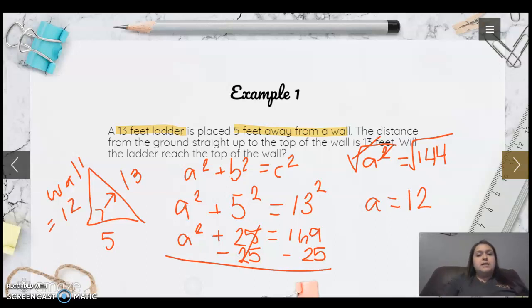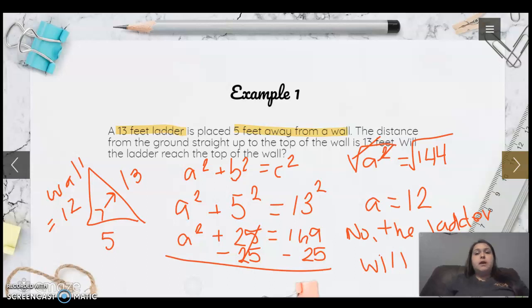So now it's asking me, will the ladder reach the top of the wall? It will not reach the top of the wall. So no, the ladder will not reach. The reason being is because 13 is bigger than 12, and 12 is the side of your wall, so therefore it will not reach. The ladder is bigger than that wall.